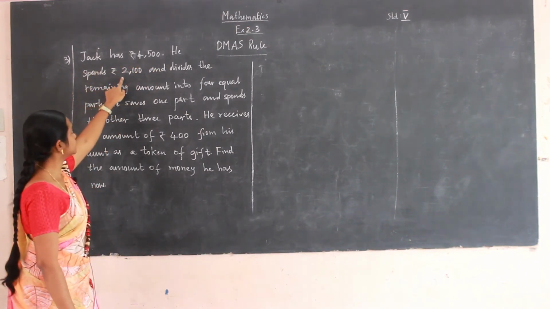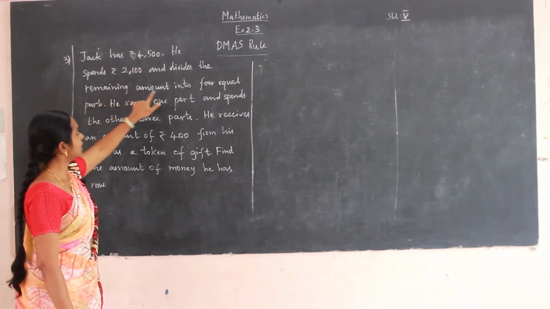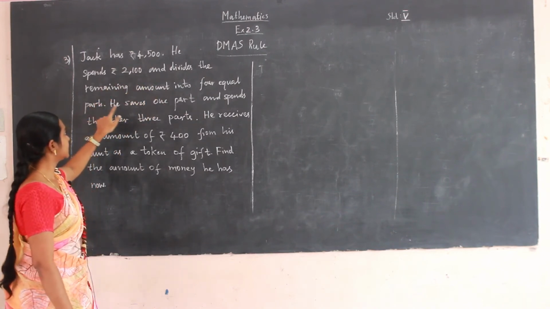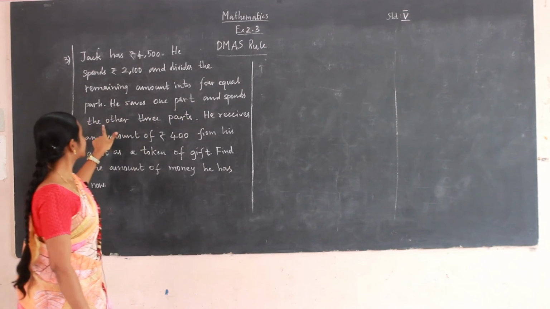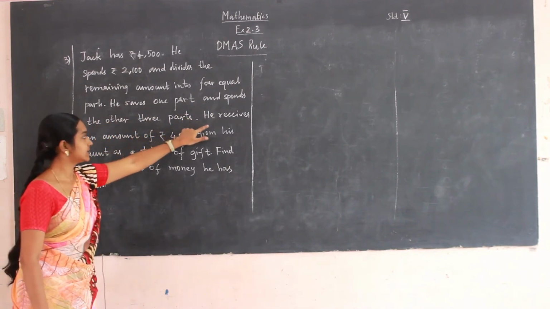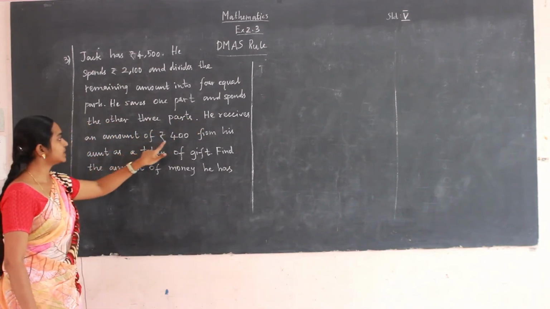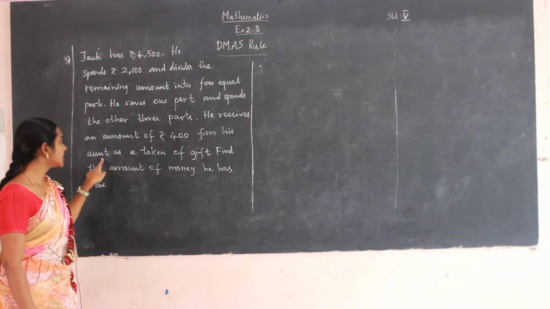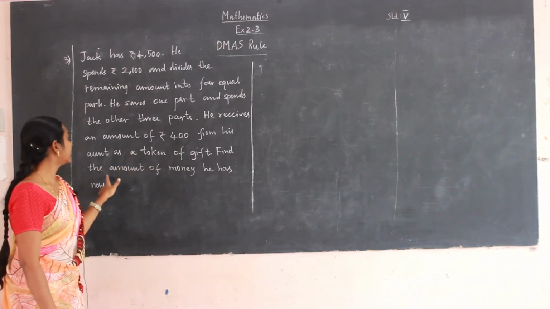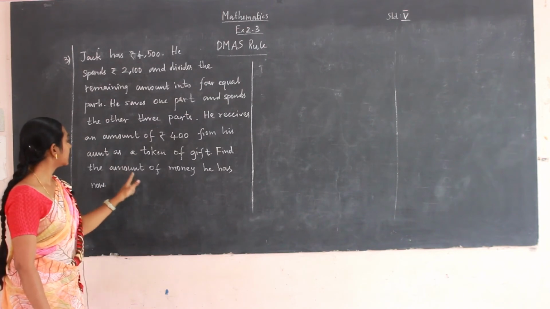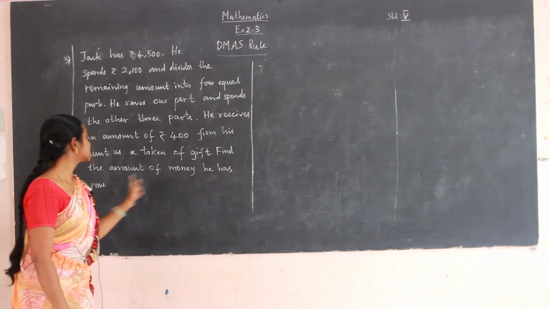He spends rupees 2,000 and divides the remaining amount into 4 equal parts. He saves one part and spends the other 3 parts. He receives an amount of rupees 400 from his aunt as a token of gift. Find the amount of money he has now.